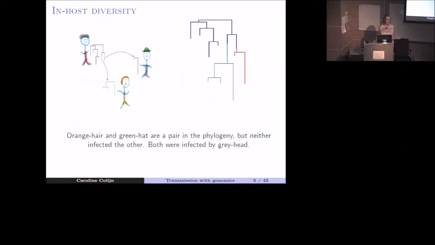What we would like to do is build tools to take lots of sequences and understand not only did green hat infect orange hair, but did people like green hat tend to infect people like orange hair? How long did it take? When did it happen? Where did it happen? Those kinds of questions.